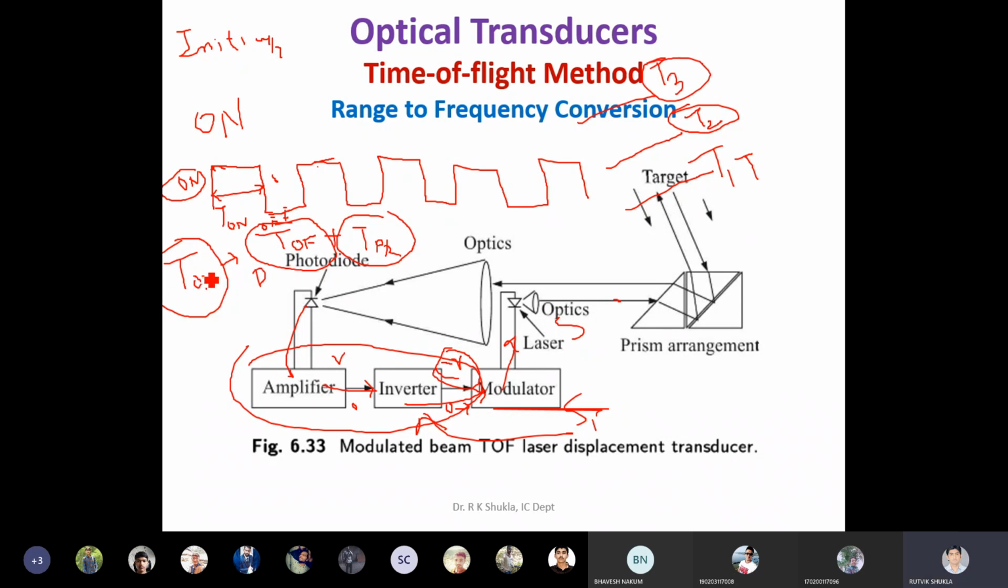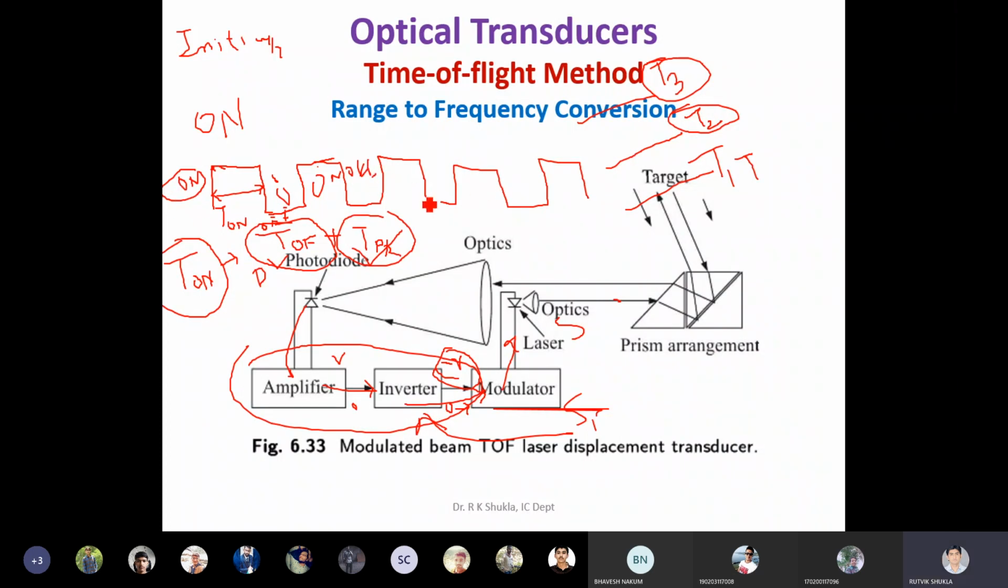But the main component which contributes to the time is not this processing time. The processing time remains the same for all three, whether the target is at T1, T2 or T3. This processing time remains constant. But what is changing is the time of flight. Clear? It means here your displacement. Now what happens? Here you see, it turns on, then off, on again off, then on off.